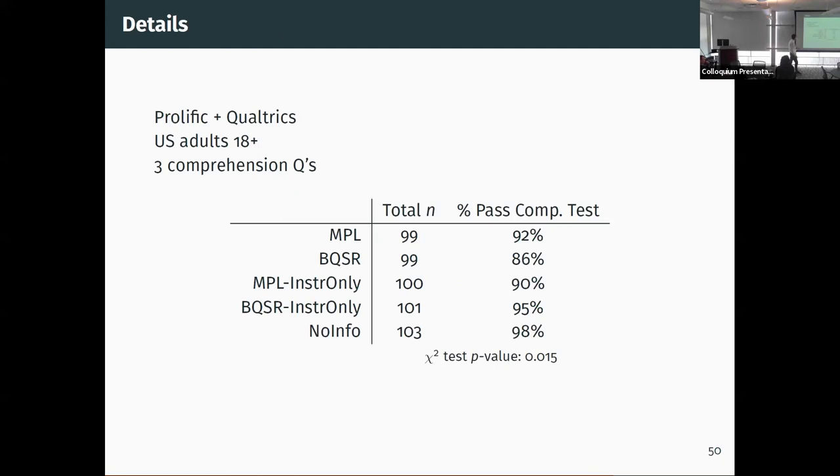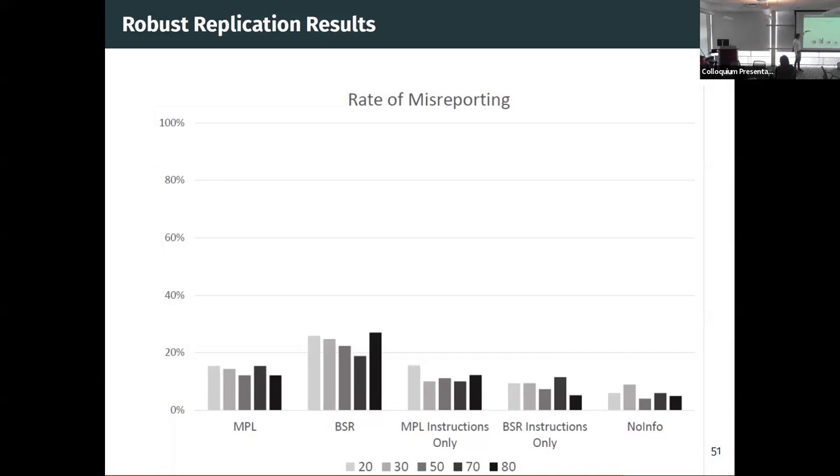Remember the Pittsburgh paper was getting misreporting rates like this. I'm getting misreporting rates like this. Okay, MPL, BSR, the original ones. If we do instructions only, they perform even a little bit better. And then if we don't provide any information at all, that's the best, although there's not much significant difference. There's no significant difference. Okay.